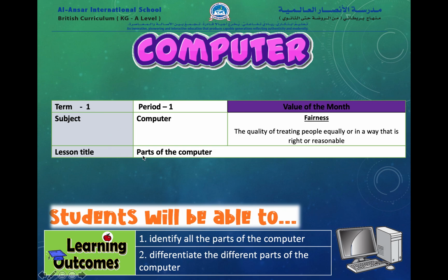Today's lesson title is Parts of the Computer. Are you ready to learn the different parts of a computer, grade 1? Come on, let's get going. At the end of this lesson, students will be able to identify all the parts of the computer and differentiate the different parts of the computer. Meaning, you will be able to tell the main parts of the computer and what they are used for.